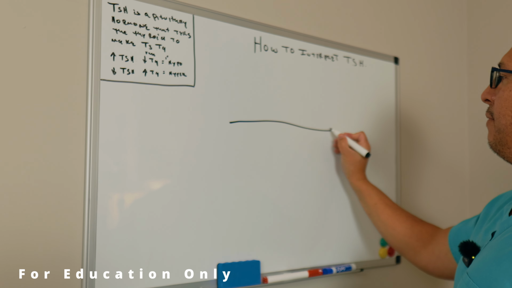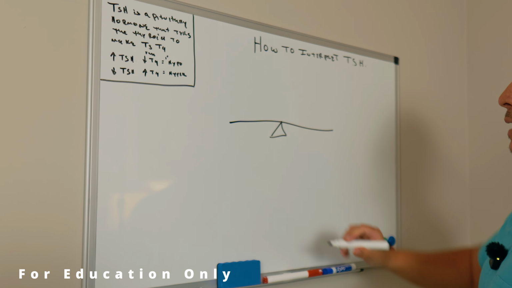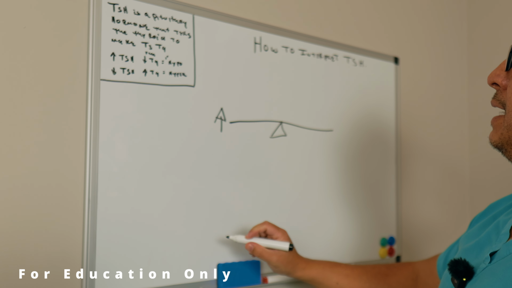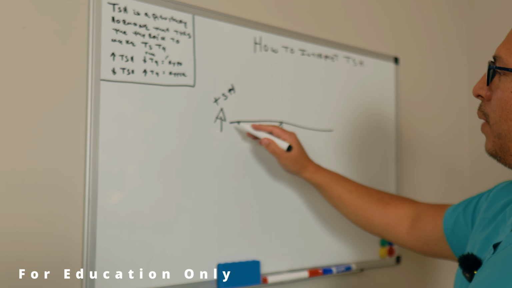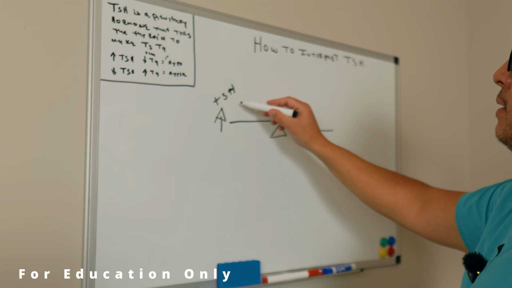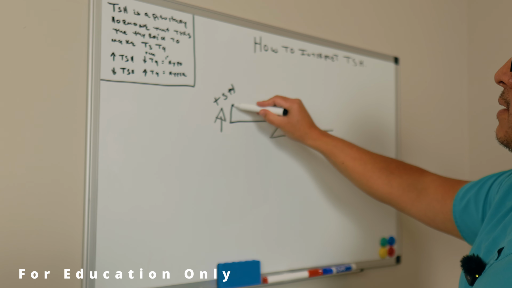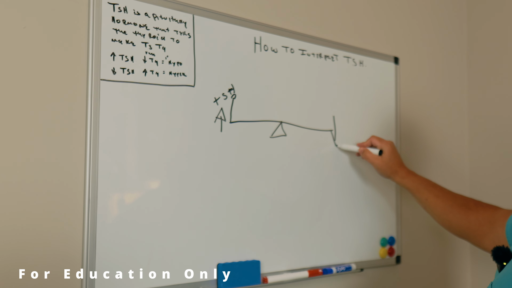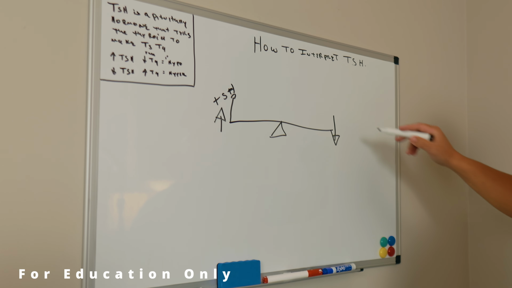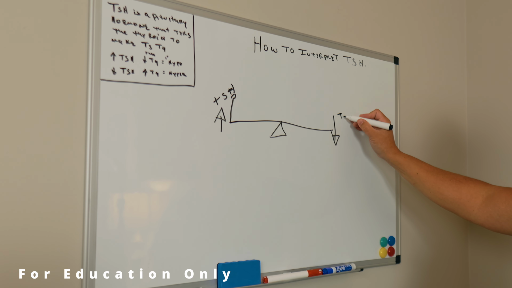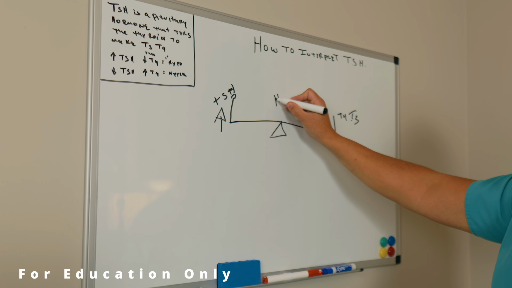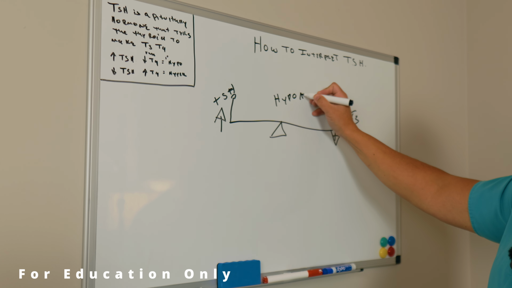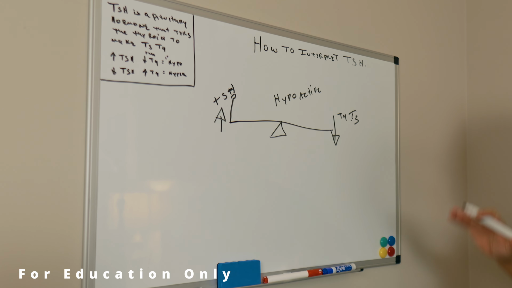So we have a balance. And on the balance, we have elevated TSH. So if we have elevated TSH, this means that this side of the balance is going to go up, which means that over here is going to go down. And when it's down, meaning producing very little T4 and T3, this means that the thyroid is not working that well, meaning hypoactive, which translates into hypothyroidism.